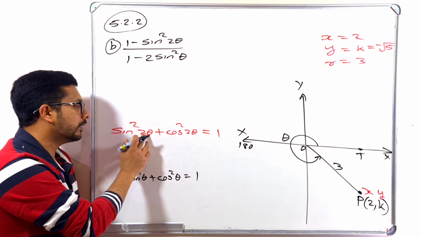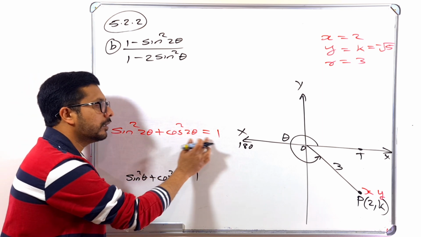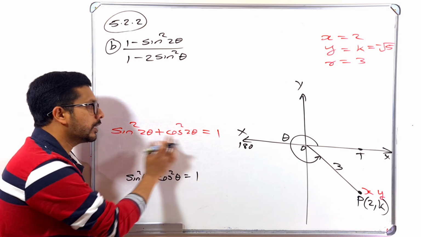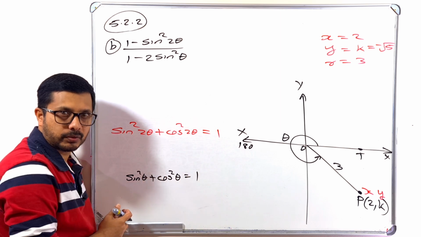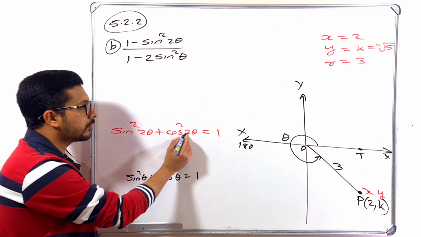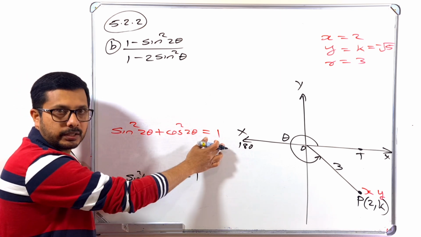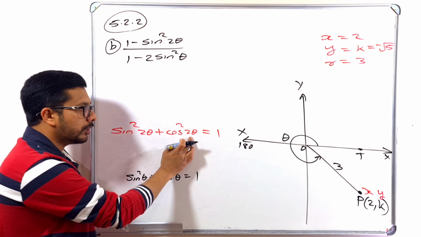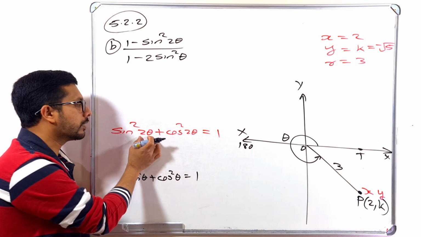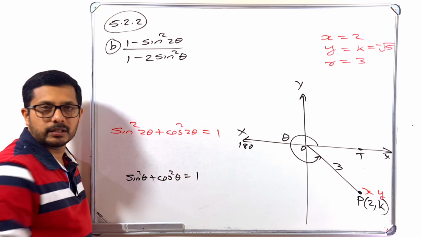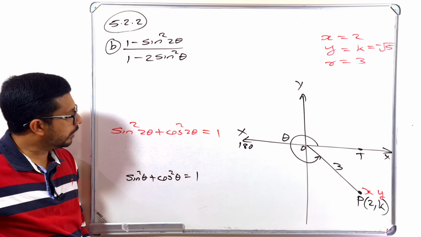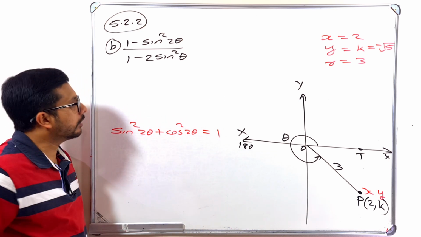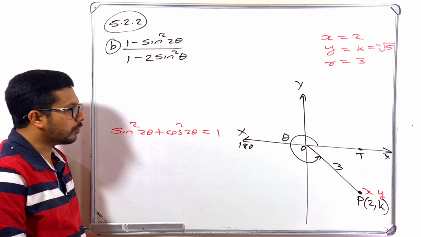Sine squared the angle plus cos squared the same angle is equal to 1. The angle must be the same, then only you can write it as 1. If it is different, if it is 3 theta here, then you can't write it as 1. Here it is theta and theta, here 2 theta and 2 theta, that's the only difference. Anyway, it's representing an angle, so we can write it as 1. So from this equation, what is this cos squared 2 theta?